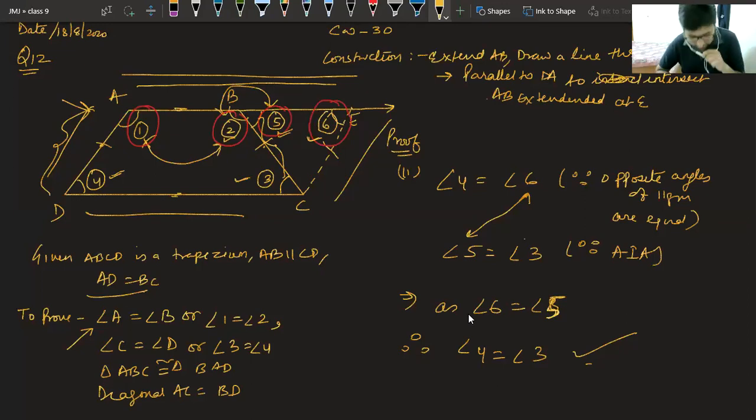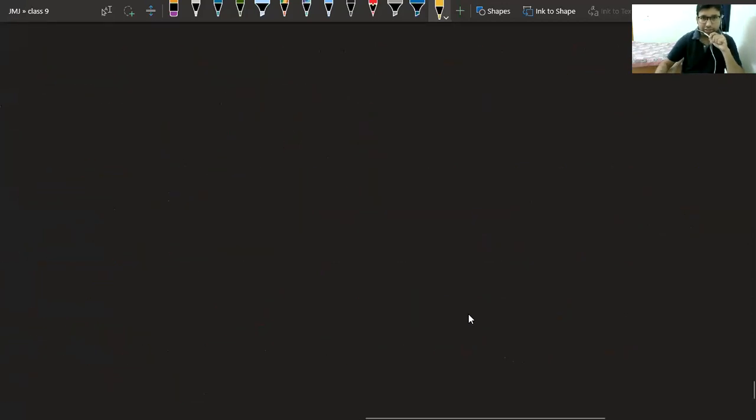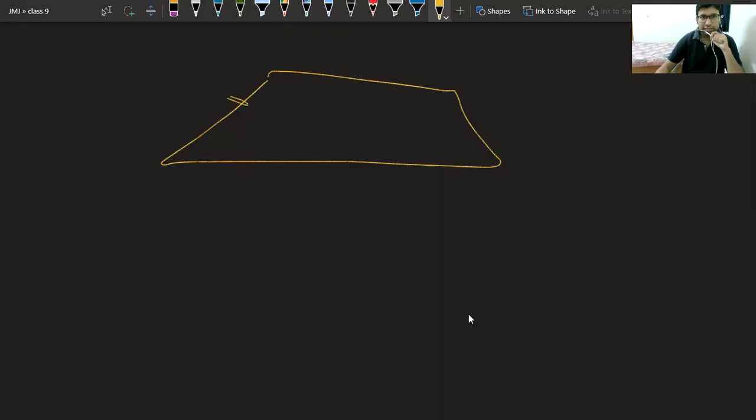Class, are you able to understand what he is asking? Let me show you again. Vaishnav is saying this thing. Vaishnav is saying, sir, we know this side is equal to this side. Can't we say that angles opposite to equal sides are equal? Is he correct? Is he correct in saying this?